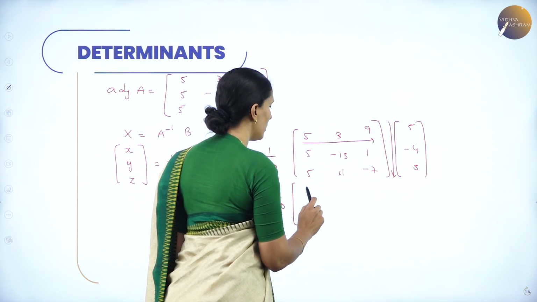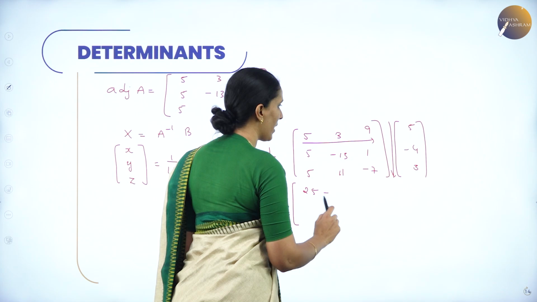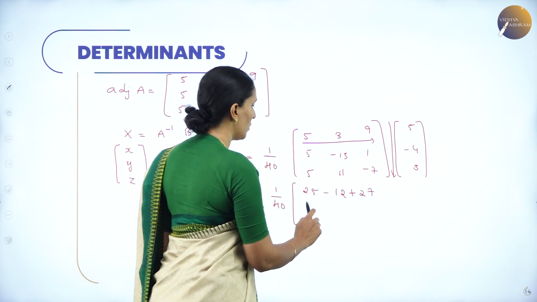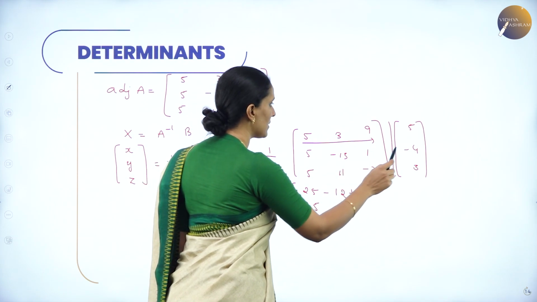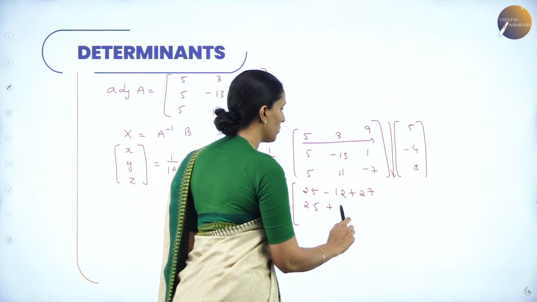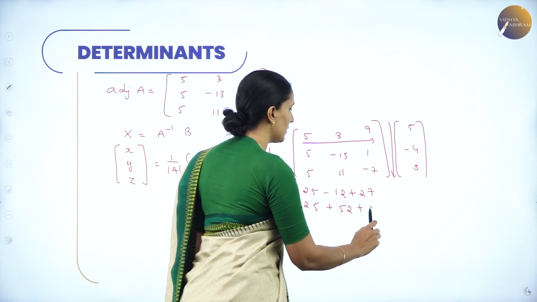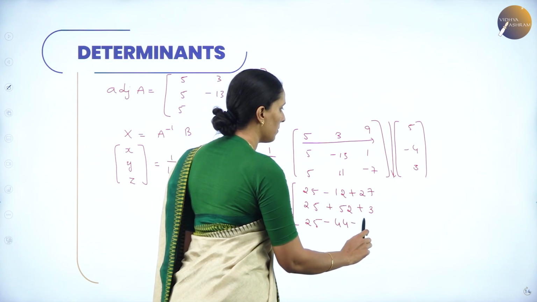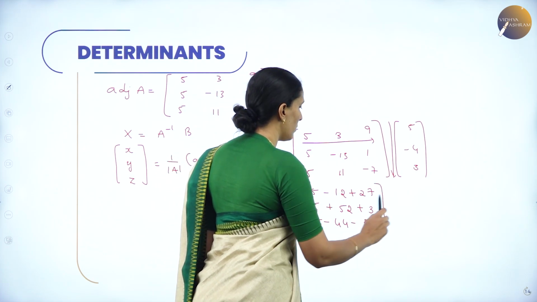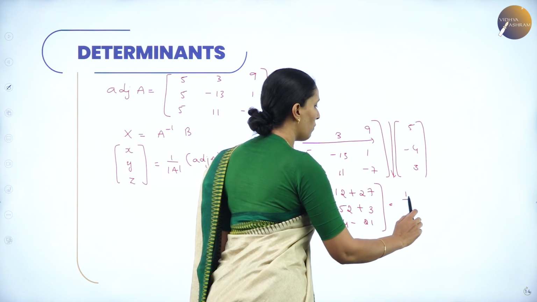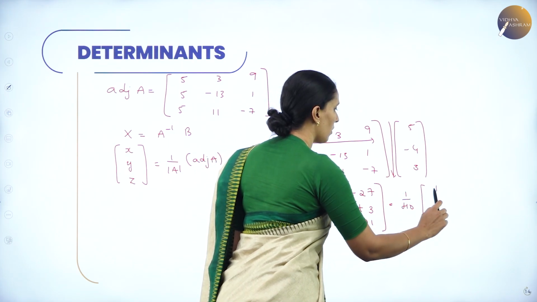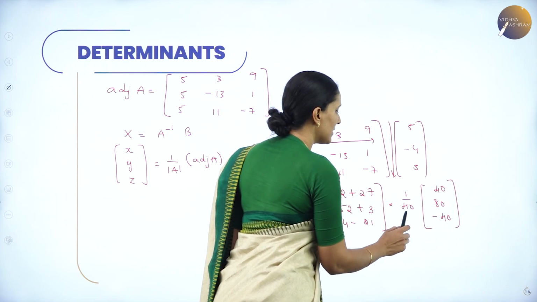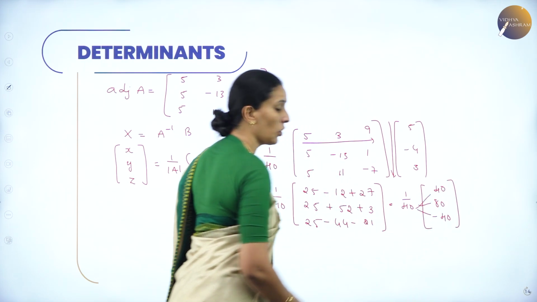So 5 5s are 25. Next, minus 12 plus 27. Next, 25 minus into minus plus 13 4s are 52 plus 3. Next we have 25 minus 44 minus 21. So evaluating this, we'll get 1 by 40, 40, 80, minus 40. Let us divide each element by 40.